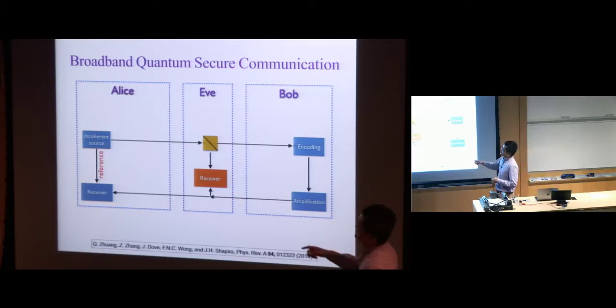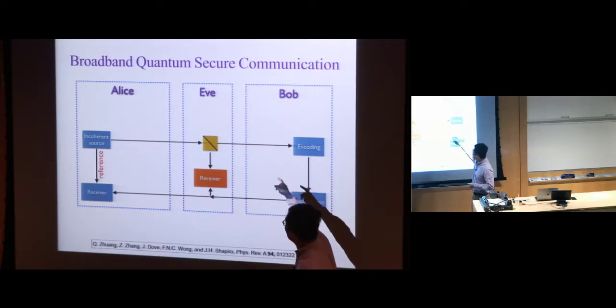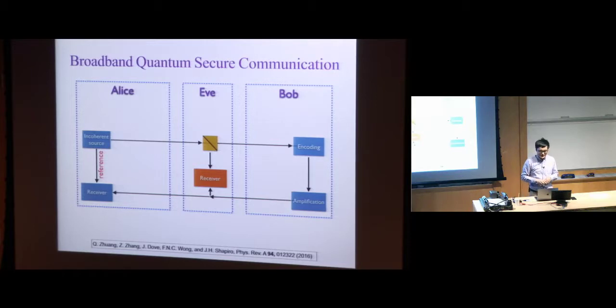So here you can see that because Alice has a very good reference to decode Bob's information, and Eve does not have a good reference to decode Bob's information, Alice's performance is much better than Eve's performance. This is provided by no cloning.